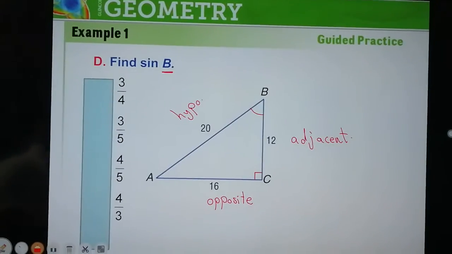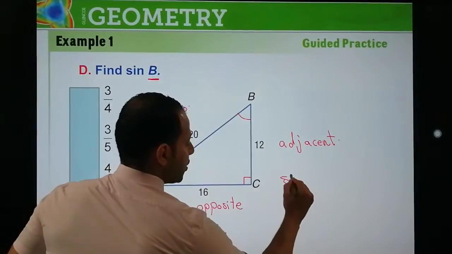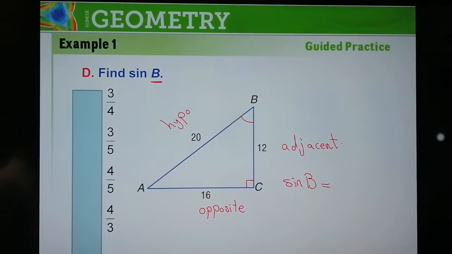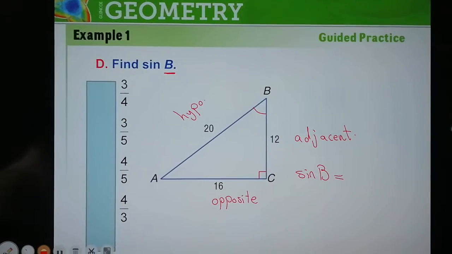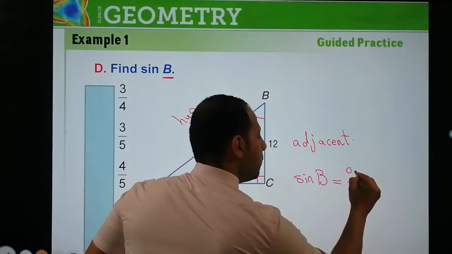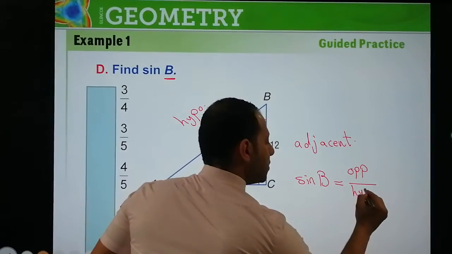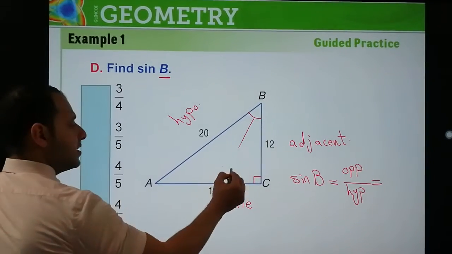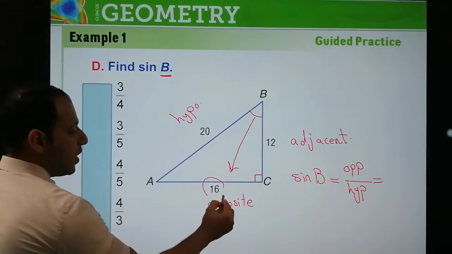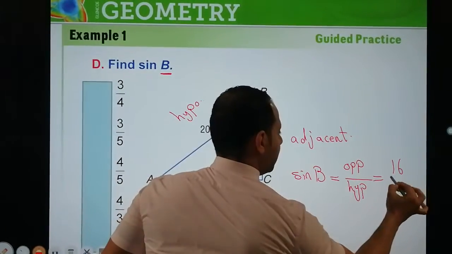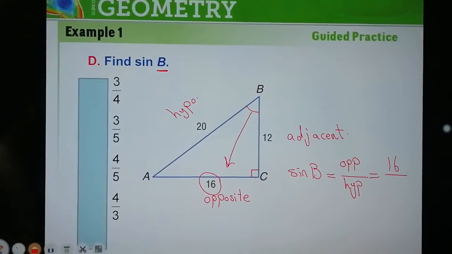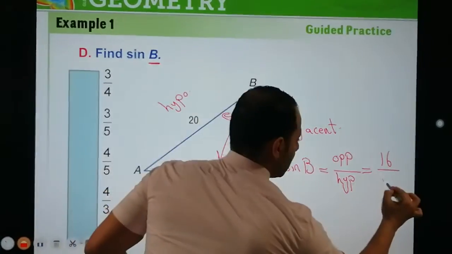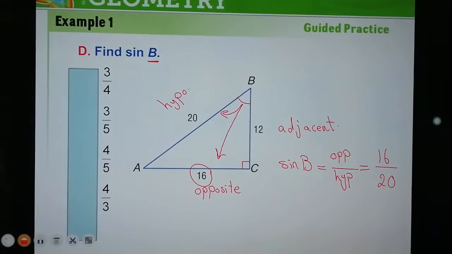After that, I'm going to sine B. So I just write sine B equals to, who can give me the ratio? Sine equals what? The rule. Excellent. Sine equals opposite over hypotenuse. Can you substitute? The opposite is AC. AC equals what? Directly I write 16. Okay, and the hypotenuse is AB. AB equals 20. So here I get sine B equals 16 over 20.